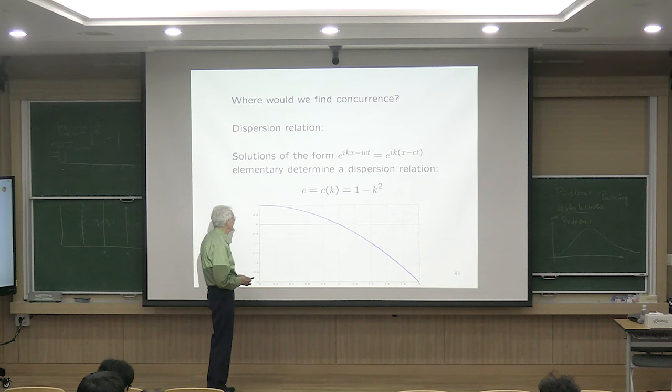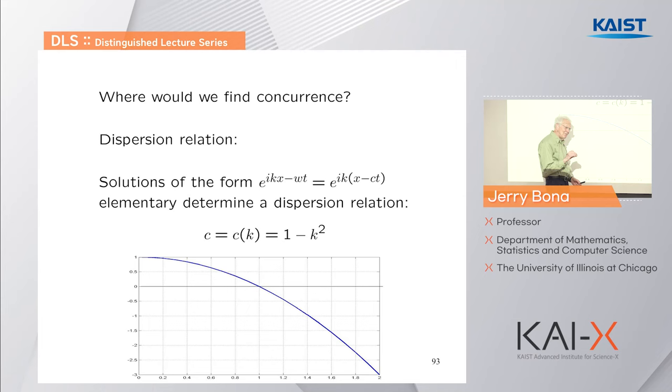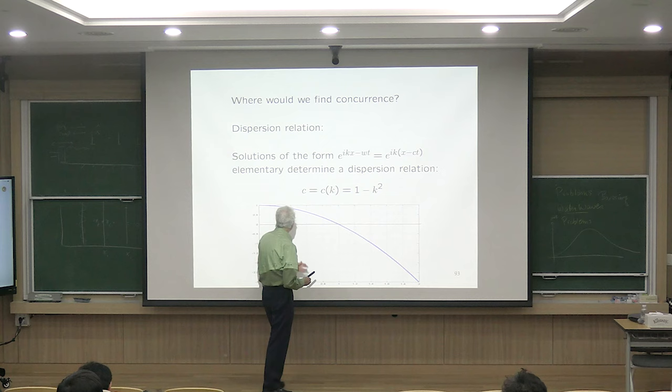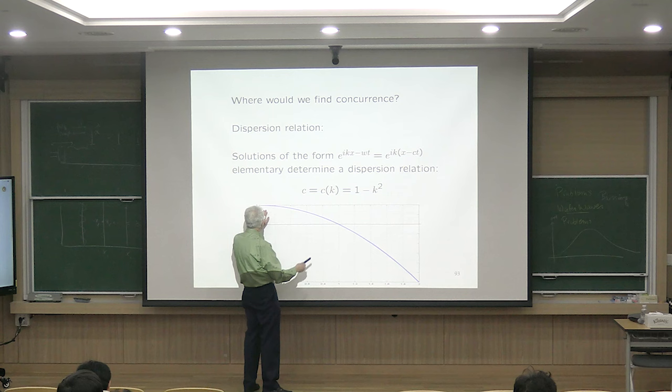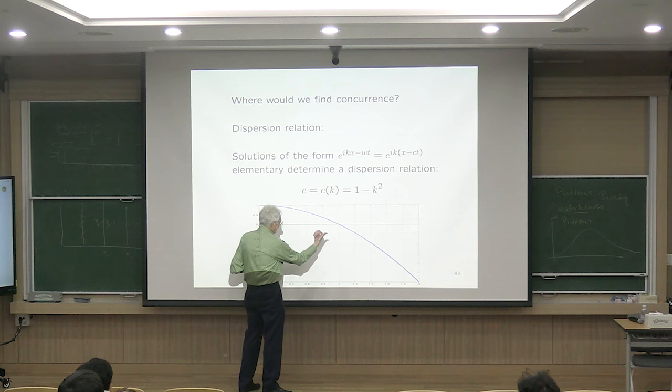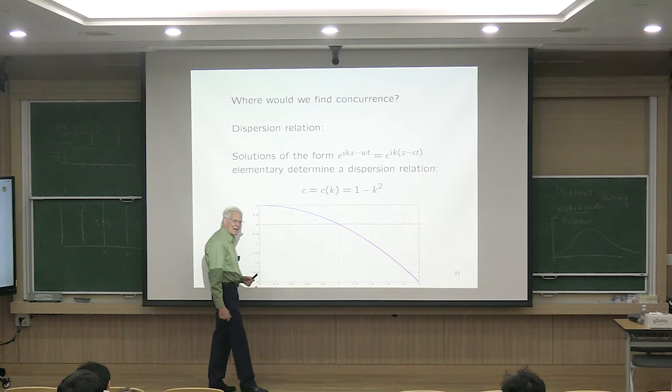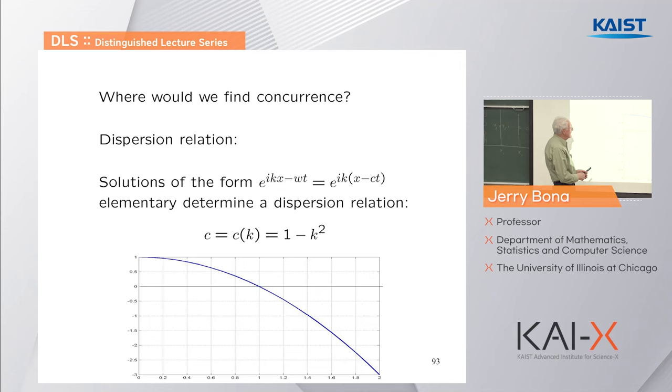And notice that k is a wave number. So it's inversely proportional to the wavelength. So k small means long waves. k large means short waves. So notice that what this relation is telling us is that the long waves propagate to the right, and the short waves propagate to the left. They go backwards. So here's a place where you could get concurrence.